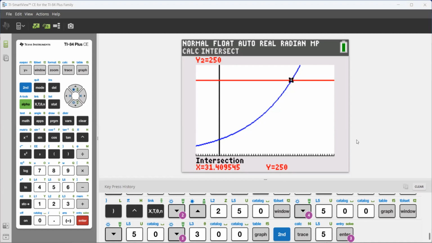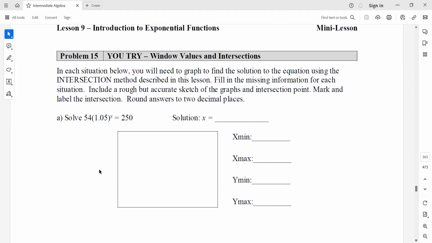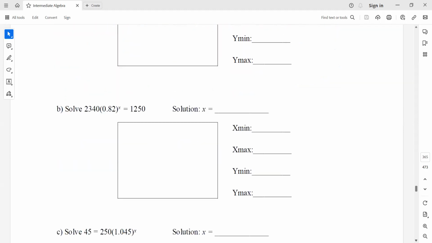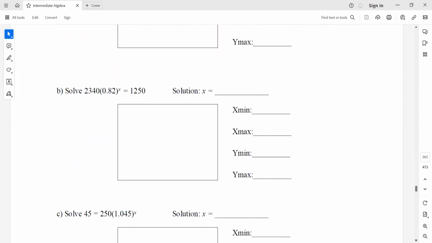Okay, so let's go back to B. What about B? Again, the same idea applies. If you look at B, look at our A here, it's 2,340. Y2 here is 1,250. So these are going to be very big values. If you want to go back to the calculator, remember Y1, Y2.